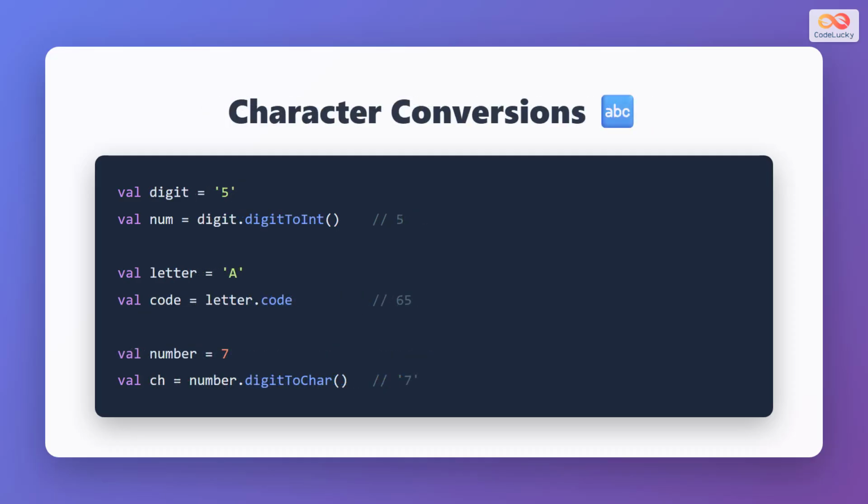Kotlin also provides methods for converting between characters and numbers. If you have the character 5, you can convert it to the integer 5 using digitToInt. To get the ASCII or Unicode value of a character, use the code property. The character A has code 65. You can also convert a number to its character representation. The number 7 converted with digitToChar gives you the character 7. These methods are useful when parsing input or working with character data.